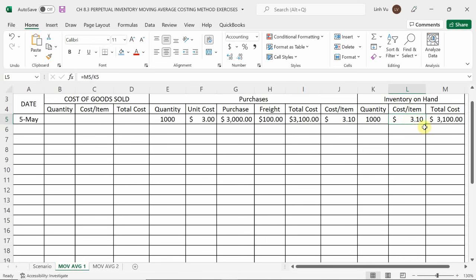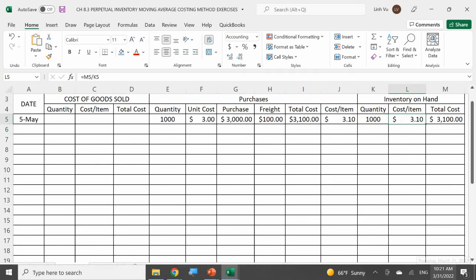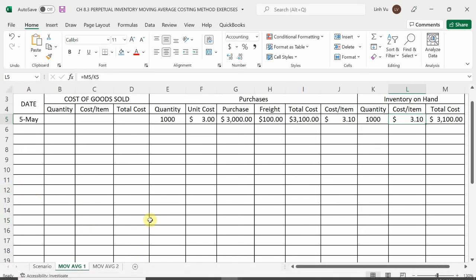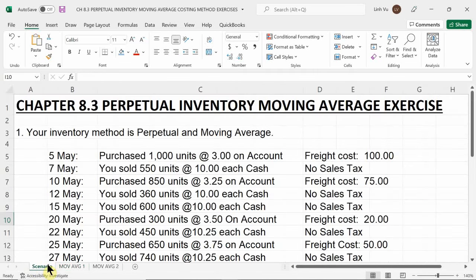Okay, so what I'm going to do is take this, since it's my total cost, divided by my total quantity of 1,000, and I should get $3.10, which we already know, okay? Because we solved it right here in this column right here. Okay? So that's the very first one. So let's go ahead and continue, and then we'll see what happens next, okay?